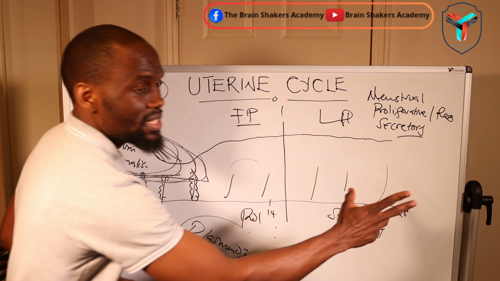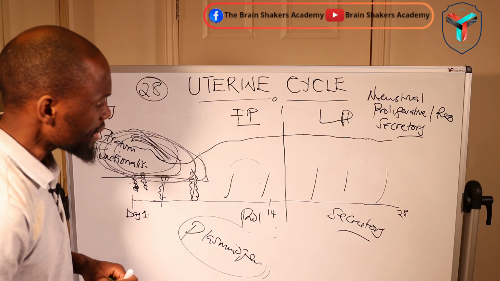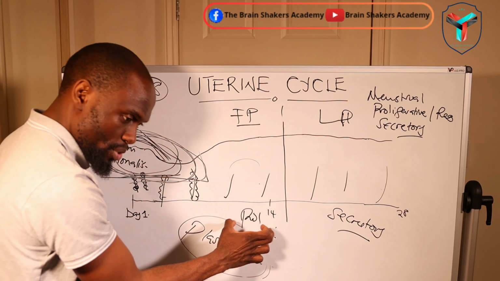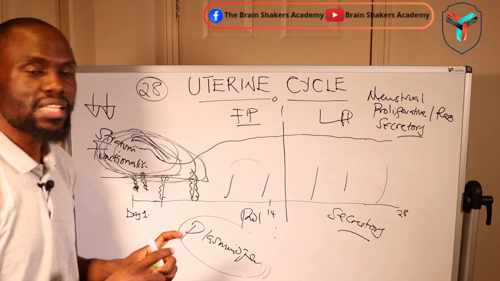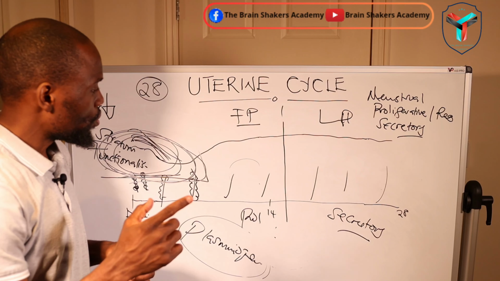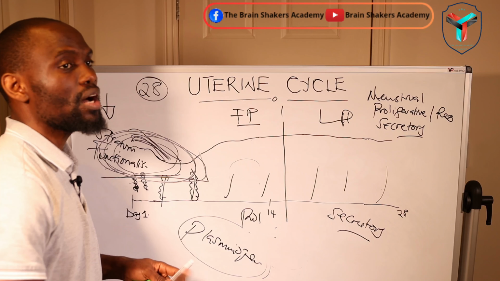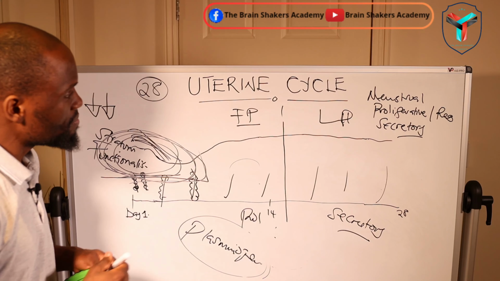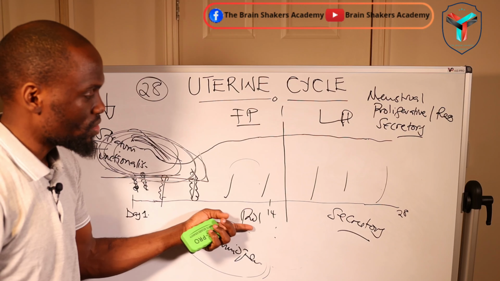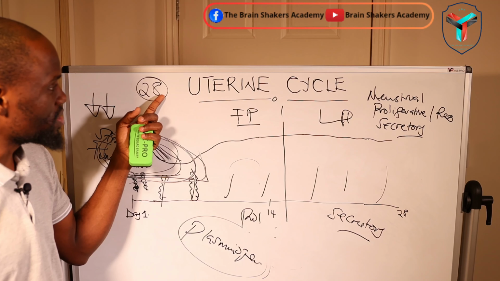The secretory phase and the rest of the other phases will remain within the average calculated days, but the proliferative and/or the regenerative phase is what makes a cycle either shorter or longer. So it means how long it takes to regenerate, or how long it takes to build up a new functional layer, the stratum functionalis, is what is going to determine the number of days that cycle is going to have.